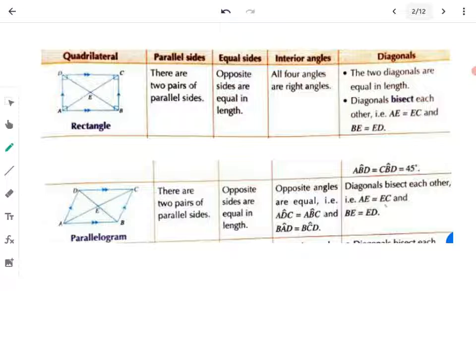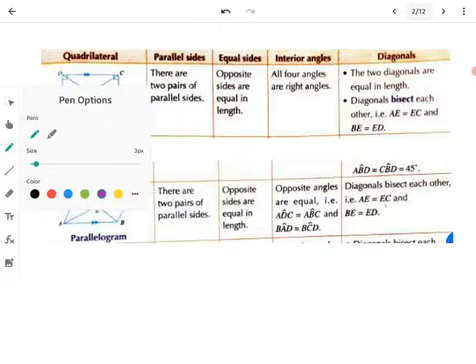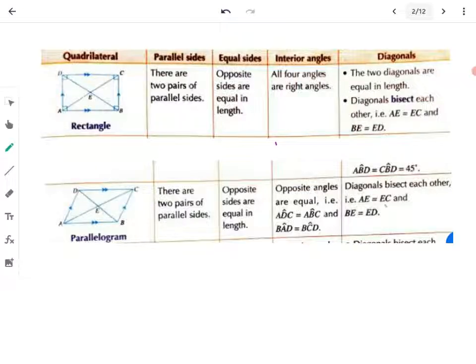So the first one are the properties of a rectangle. We have here in the figure a rectangle ABCD. In terms of parallel sides, in a rectangle there are two pairs of parallel sides. In this case, the first pair is AB and CD. They are parallel, and the second pair is AD and BC.